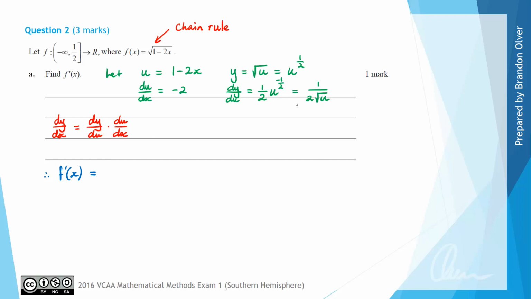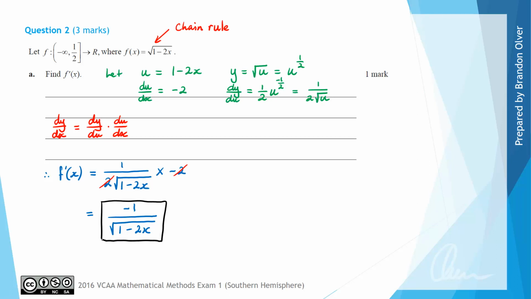So therefore f dashed of x, the derivative we are asked to find, is equal to dy du, so that is 1 divided by 2 times the square root of u, but again u was 1 take 2x, and we multiply that by du dx, which is minus 2. So we can simplify that down, so 2 and 2 can cancel, but there's still going to be a negative here, so don't forget that. And the answer is going to be negative 1 divided by the square root of 1 subtract 2x. So that is the answer to part A of this question.